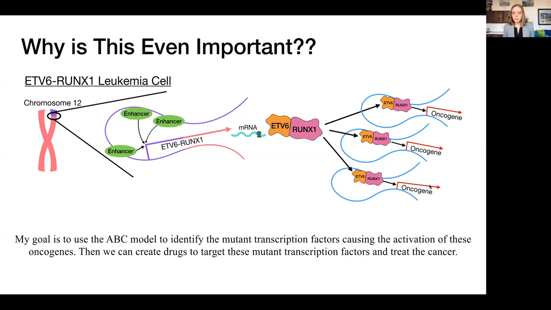In this example, we know what the mutant transcription factor is. It's EDB6 RONX1, but this is not usually the case. We usually do not know what mutant transcription factor is causing the activation of these oncogenes. So my goal was to identify these transcription factors, and then we could create drugs that target these mutant transcription factors and thereby treat the cancer.